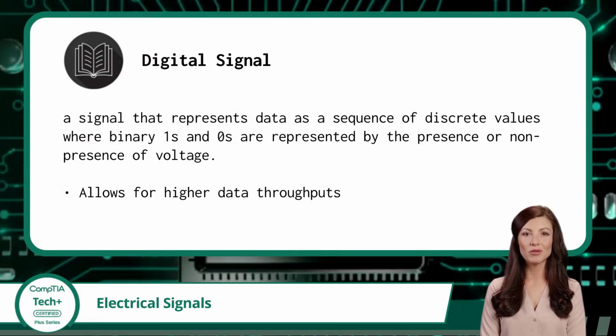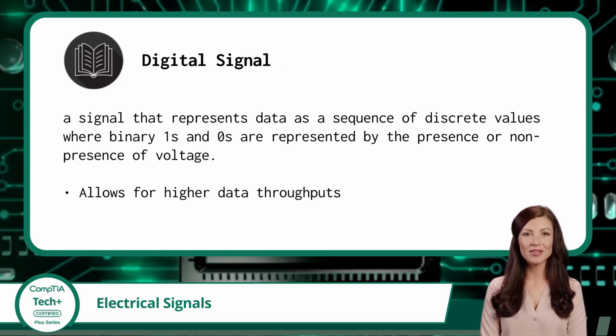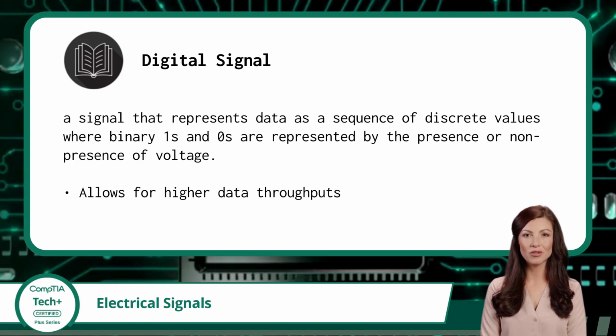Unlike analog signals, a digital signal represents data as a sequence of discrete values where binary zeros and ones are represented by the presence or non-presence of voltage. An upside to digital signals is that they support higher data throughputs. This is probably why digital signals have mostly replaced analog signals in present-day computing.